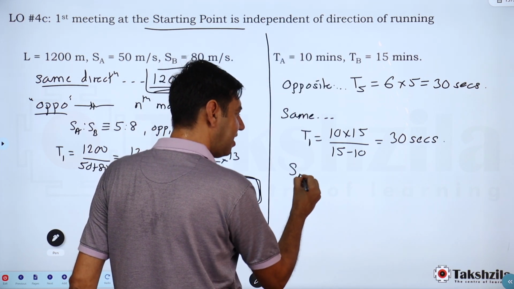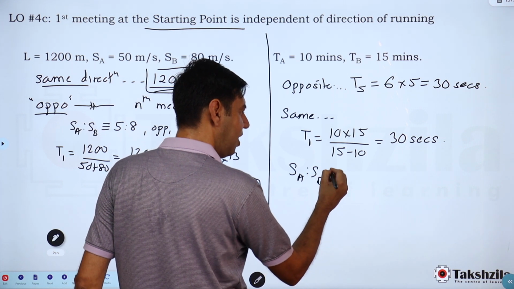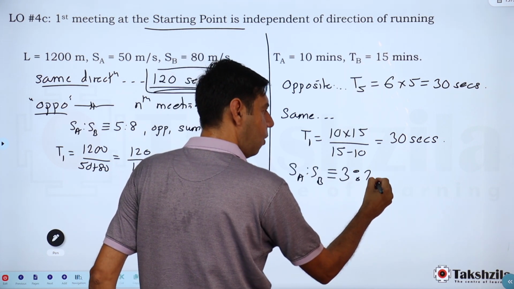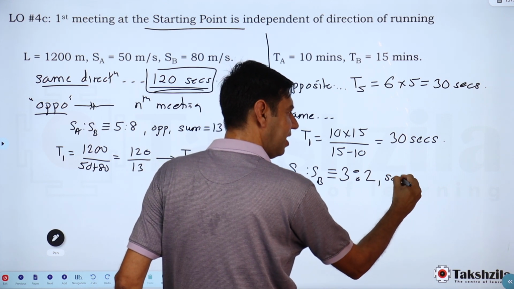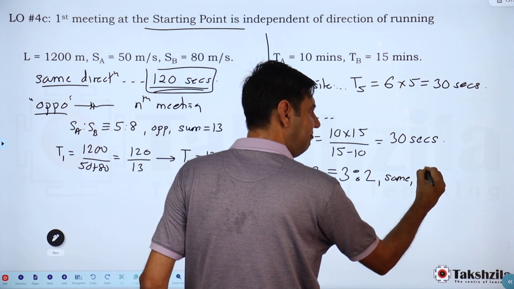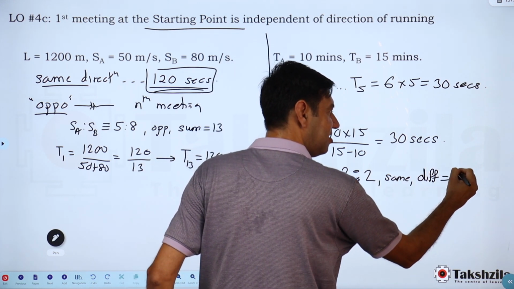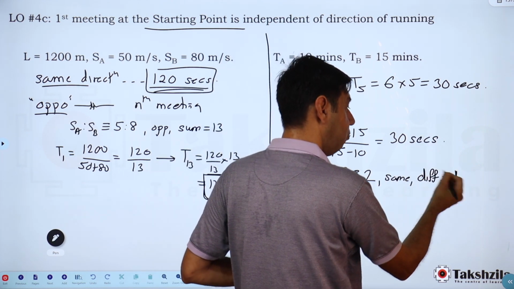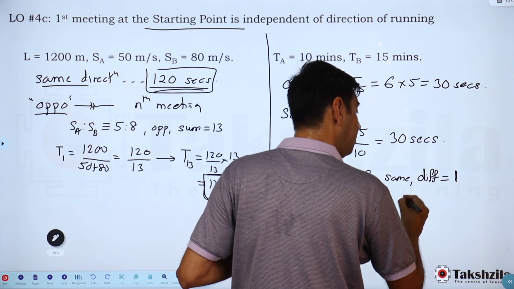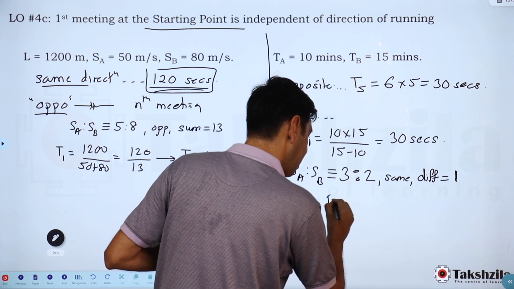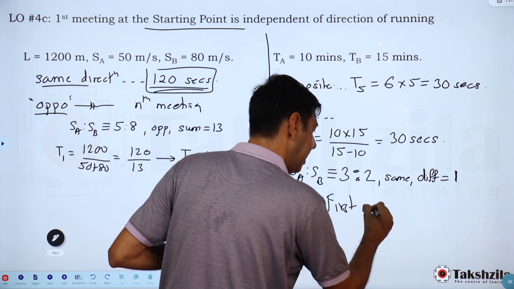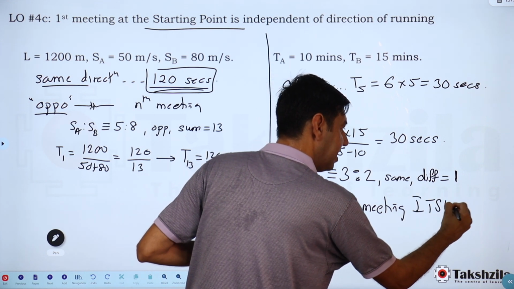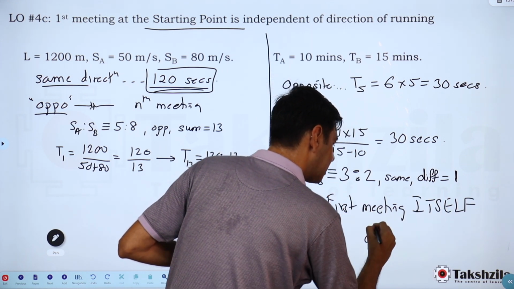Okay, if I take the ratio of the speeds, we know that the ratio of the speeds is 3:2. But this time they are in the same direction, so we take the difference, and the difference that we get is just 1. Notice this will be significant for the next slide. So the first meeting itself, let me write it as this, is at the start point.